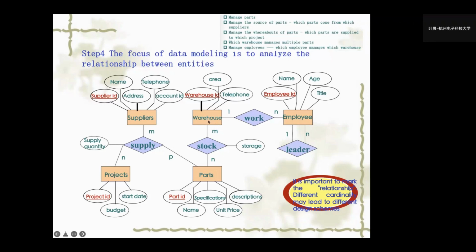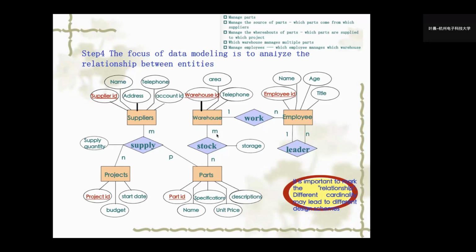And also, for the relationship between warehouse and parts, we have a many-to-many relationship. That means each warehouse can stock many kinds of parts, and each part can be stored in different warehouses. So it's a many-to-many relationship. So it is very important. You need to write these numbers to show whether the relationship is one-to-one, one-to-many, or many-to-many, and different coordinates may lead to different design schemas. So it is very important you put these characters in your ER models.